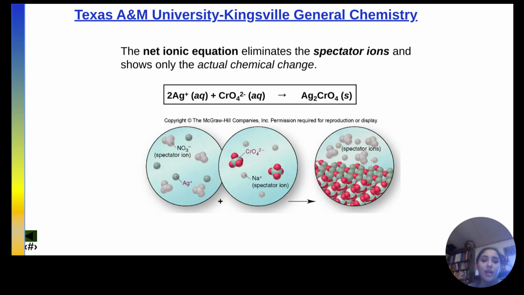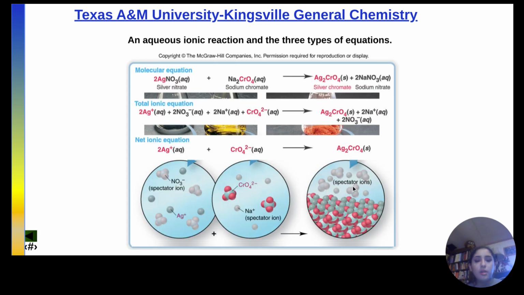The net ionic equation's whole deal is that it gets rid of that. It gets it down to the base. It eliminates the spectator ions and only shows the actual chemical change that happened. This shows where our spectator ions would be. This is the NO3 that we were talking about earlier, and this is the Na+. You see they just sit there while the whole reaction happens. They don't change before or after the equation.